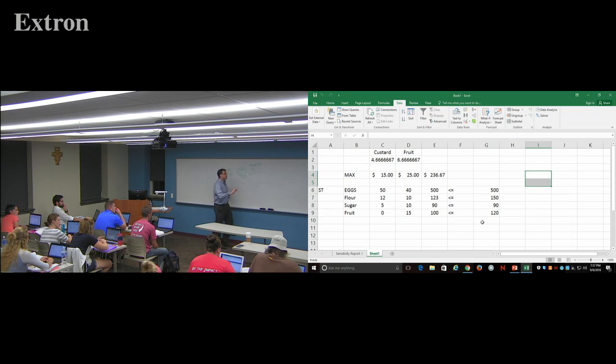It says make 4 2/3 dozen custard pies and 6 2/3 dozen fruit pies, which I can do, right? 4 dozen is 48 pies, 2/3 of a dozen, well, that would be approximately 8 pies. So making 56 pies. 6 2/3 dozen, make basically 80 pies, okay?